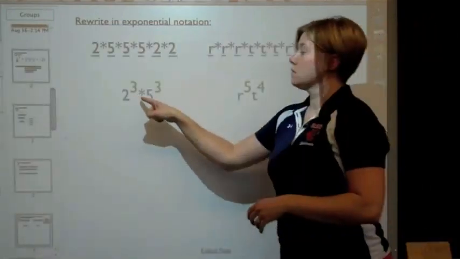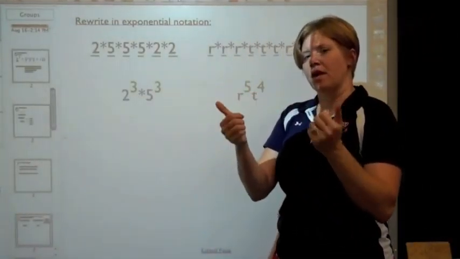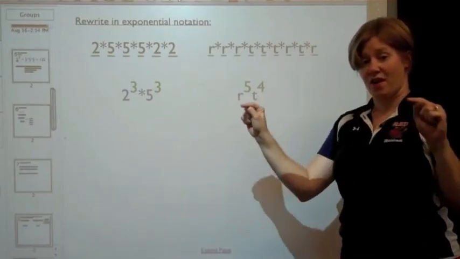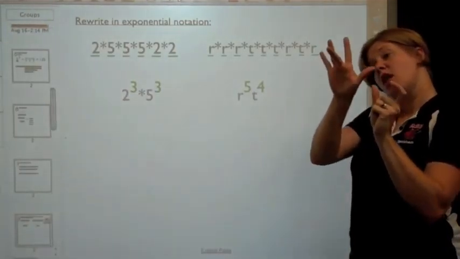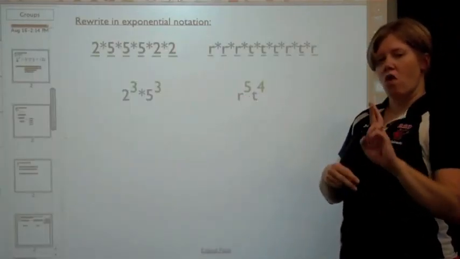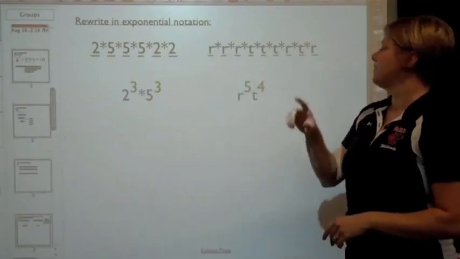And I'm done. So over here, numbers, I need to separate them with an operation of multiplication. But here, R and T, variables, if there's nothing in between them, nothing means to multiply, so I don't have to write that. So this means R to the fifth times T to the fourth.